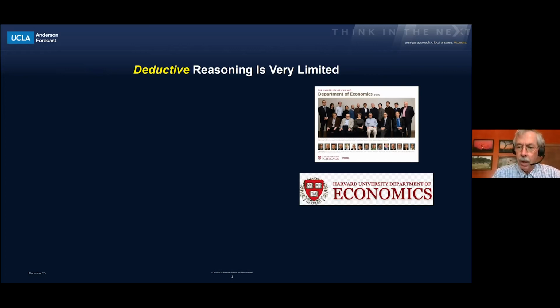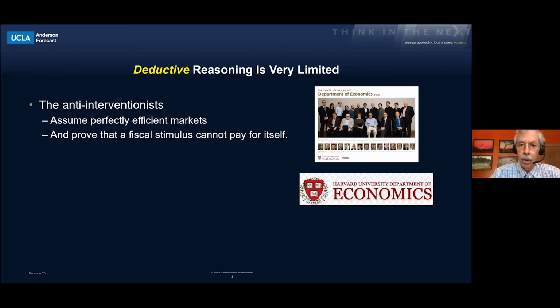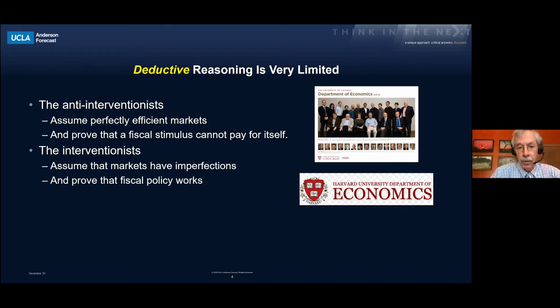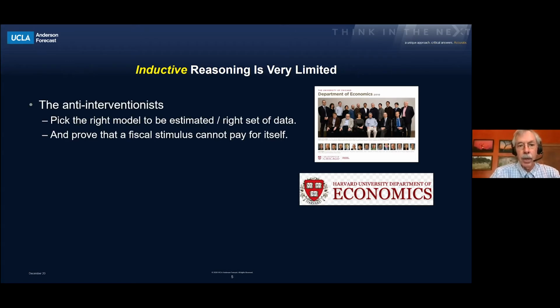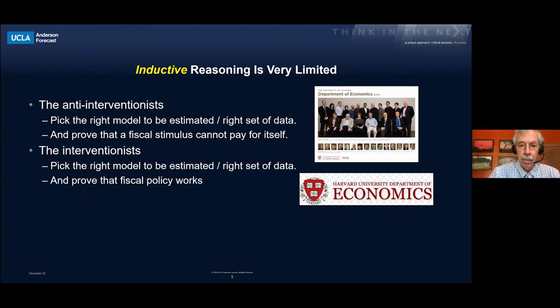So the deductive reasoning is very limited. On the right-hand side, you see at the top an image of the Chicago Economics Department. I tried to get an image of the Harvard Economics Department, but there wasn't one, so I have just that logo. But you're going to see the meaning of that in just a minute, because for deductive reasoning, there are anti-interventionists who think fiscal policy is unwise, who assume markets are perfectly efficient and prove that fiscal policy cannot pay for itself. That's Chicago. But there are interventionists who assume that markets have imperfections and prove that fiscal policy works. That's deductive reasoning. Well, it's really the same thing with inductive reasoning. We have the anti-interventionists who pick the right model and the right set of data and prove that a fiscal stimulus cannot pay for itself. And we have the interventionists who pick the right model and the right set of data and prove that fiscal policy works.